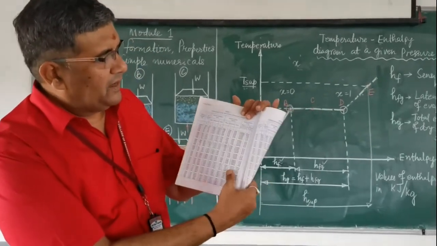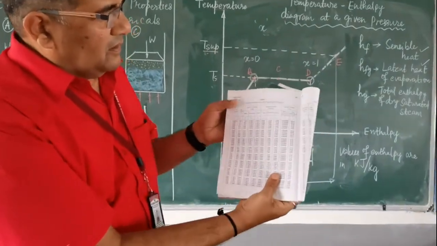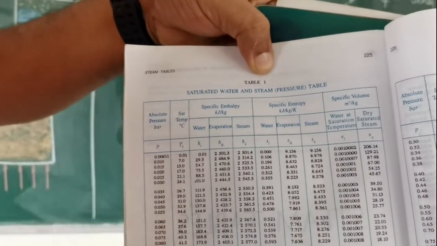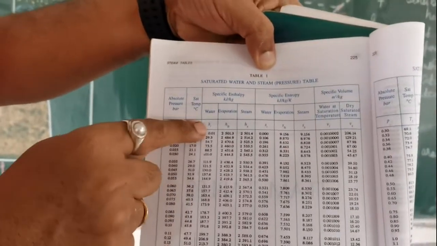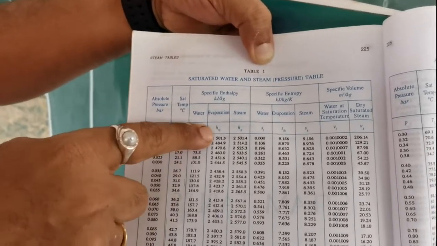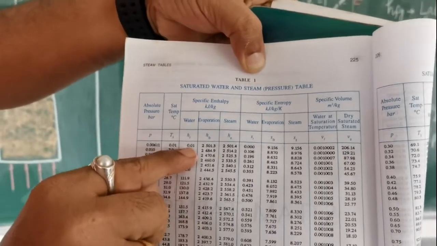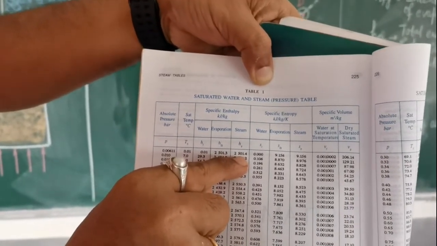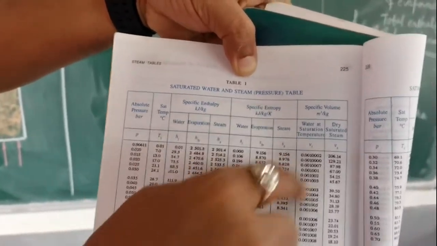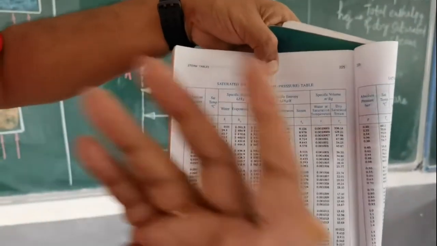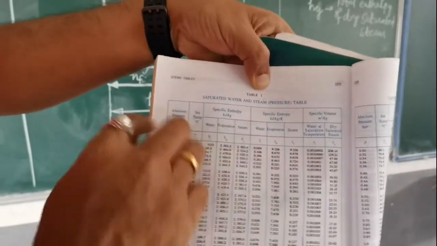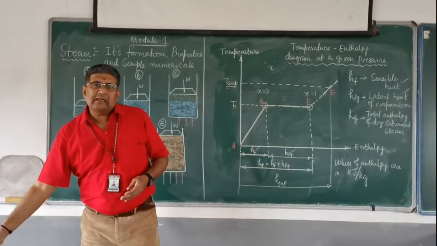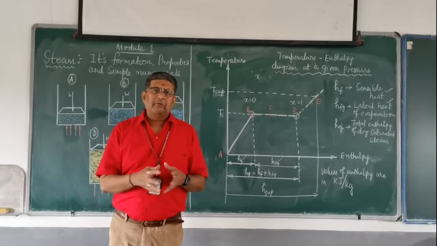This is one page. Here what we have is the absolute pressure, which is in bar. Then we have the saturation temperature, that is Ts. Then HF, which is the sensible heat, HFG, the latent heat of evaporation, and the addition of these two will be the specific enthalpy of dry saturated steam. Then you have specific entropy, specific volume, and so on. Maybe in some numericals specific volume will also be asked. So these independent definitions we are going to study in the next class through a PowerPoint presentation.